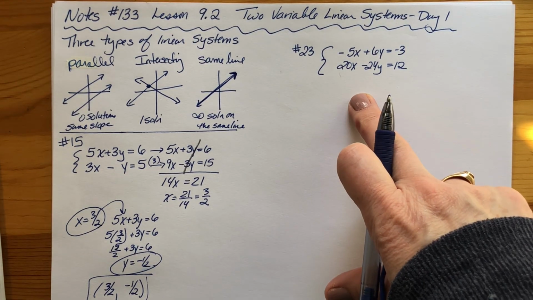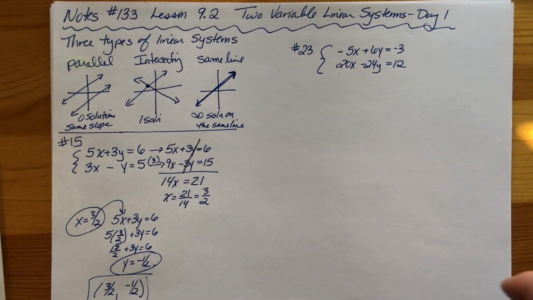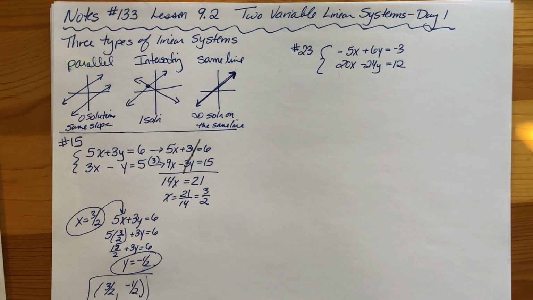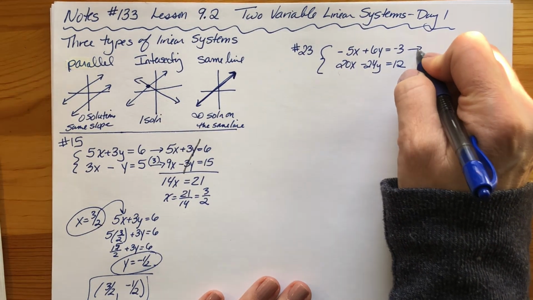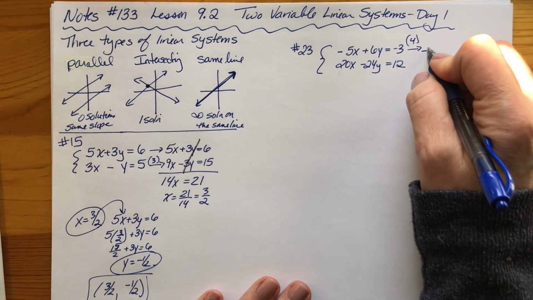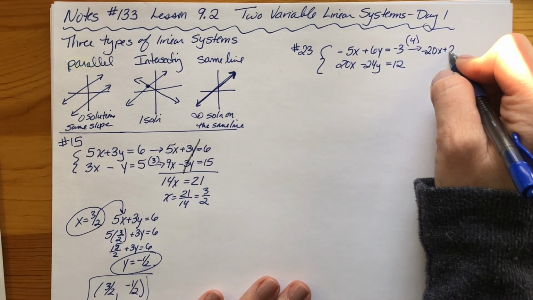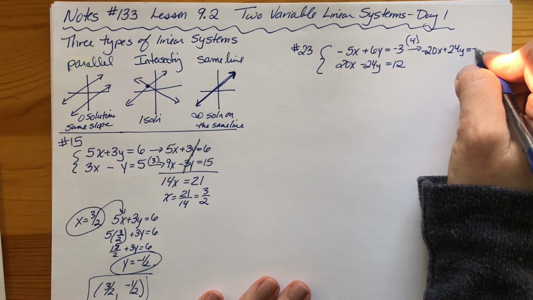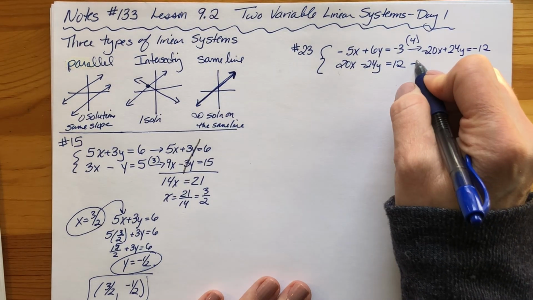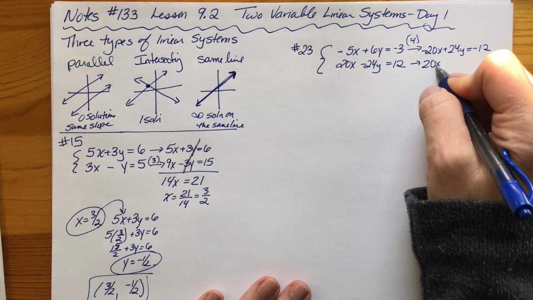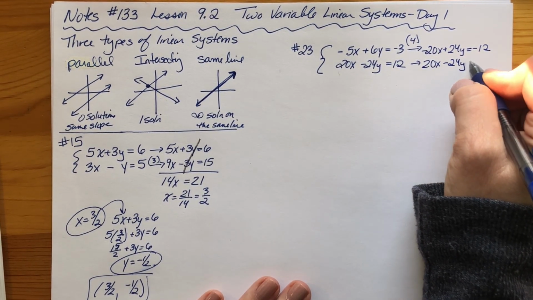Our second system that we're going to work with has, notice I'm staring at it, I'm letting it talk to me. Nothing's going to add up immediately, but I'm thinking if I multiply the first equation by 4, what would happen if I multiplied that first equation by 4? I would have negative 20x plus 24y equals negative 12. Let's keep the second equation exactly as is. Again, this is an important step.